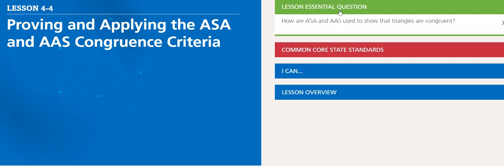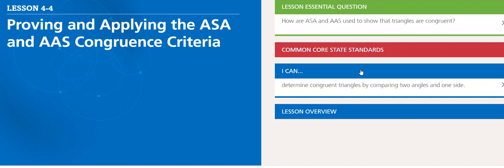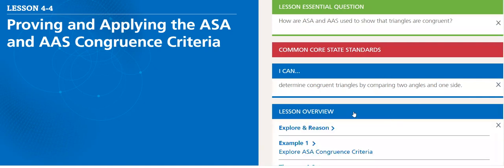The essential question is, how are ASA and AAS used to show that triangles are congruent? The objective is to determine the congruent triangles by comparing two angles and one side.